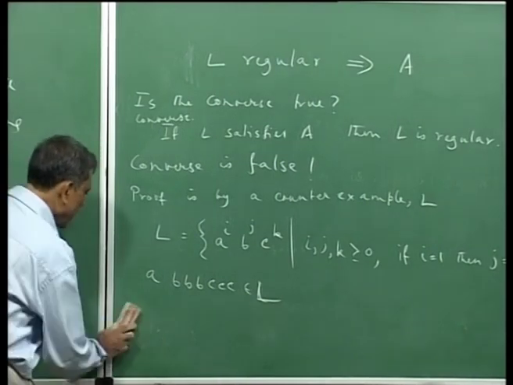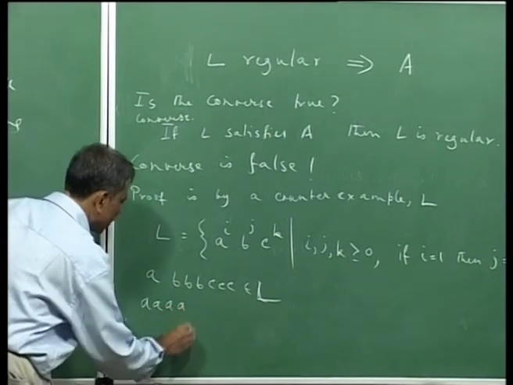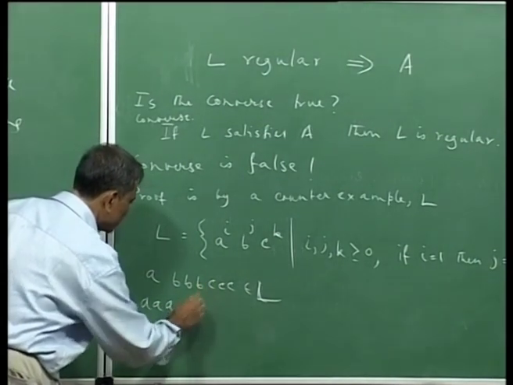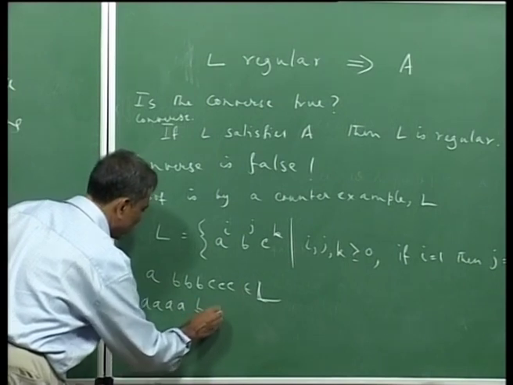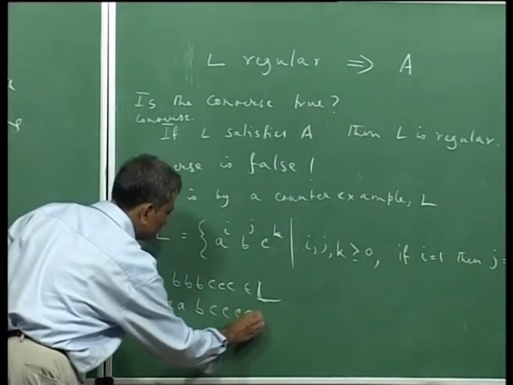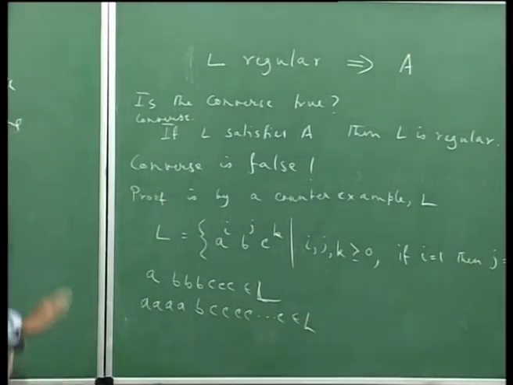Now, on the other hand, if I had more than one a, then there are no real constraints on the number of b's and c's. I could have had one b and maybe many c's. This will also be in the language. It is not too difficult to see what this language is.